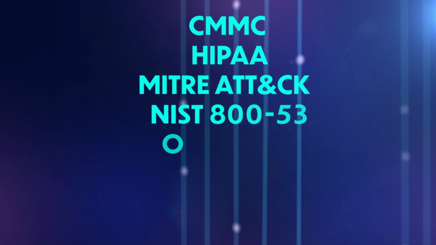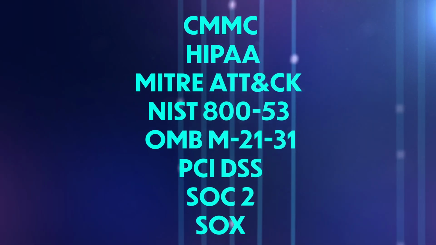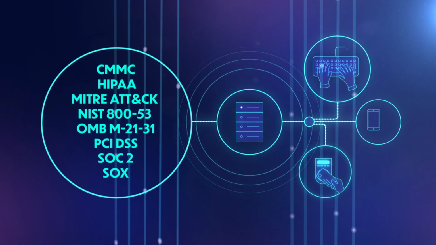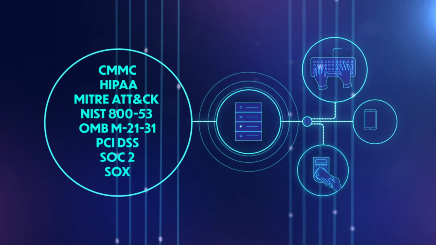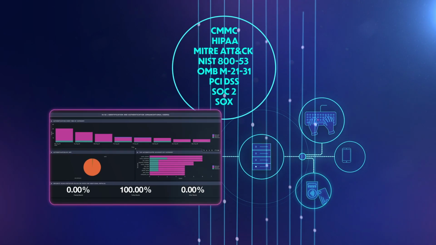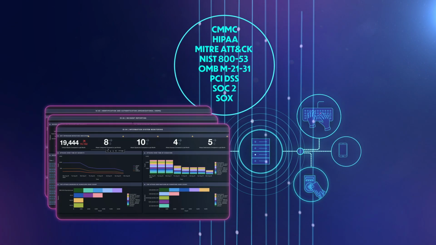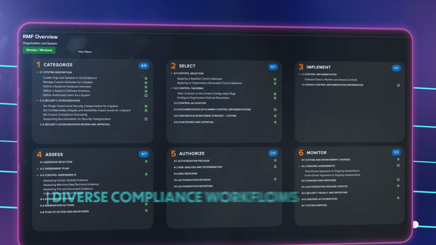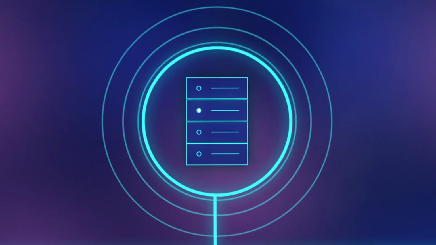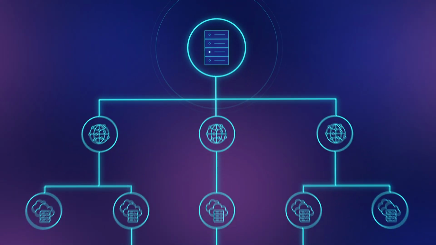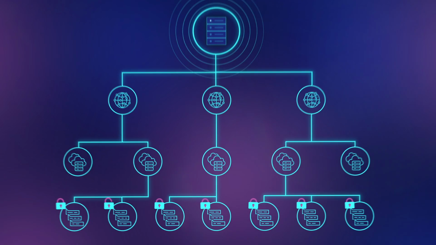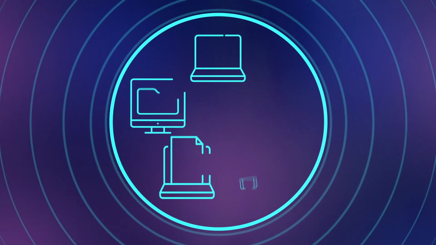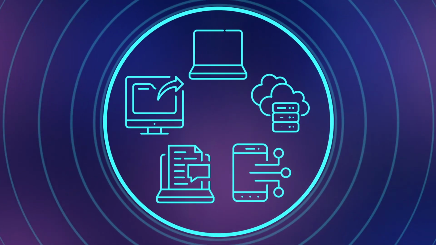Whether you use one standard or framework or several, Q Compliance collects, organizes, and analyzes data in a central location, representing it in easy-to-understand visual dashboards. Now you can support diverse compliance workflows to guide your organization. With hierarchical organization, system management, and role-based access control, you can fully manage assets and system boundaries in any environment.